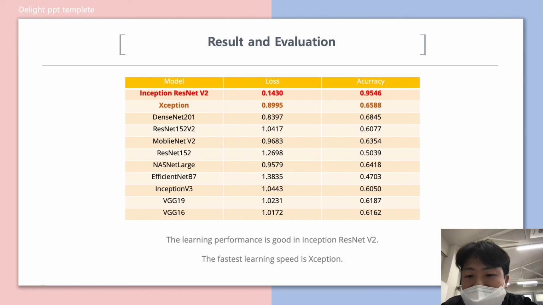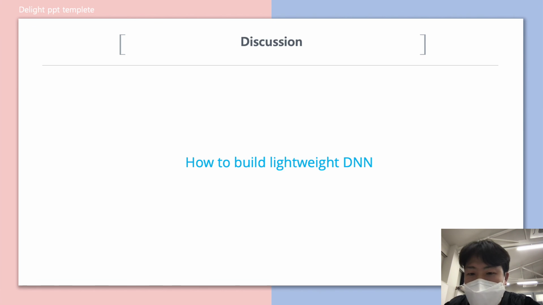As a result, in terms of accuracy, Inception ResNet V2 shows very good performance compared to other CNN algorithms. As for the training time, the Xception model took the least amount of time. What we are interested in is the weight loss of the model.